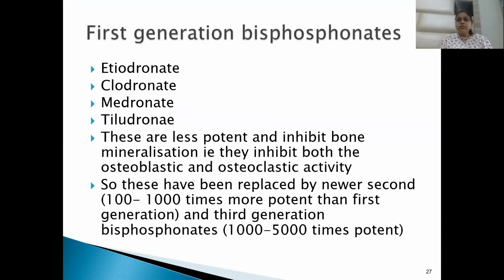These are the first generation bisphosphonates: etidronate, clodronate, medronate, tiludronate. These are less potent and inhibit bone mineralization, that is, they inhibit both osteoblastic and osteoclastic activity. So these have been replaced by the newer second generation, which are 1,000 times more potent than first generation, and third generation bisphosphonates, which are 1,000 to 5,000 times more potent.